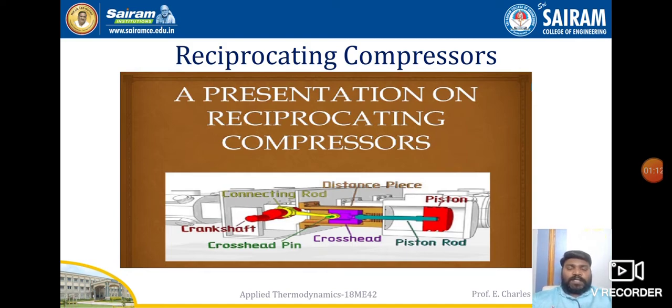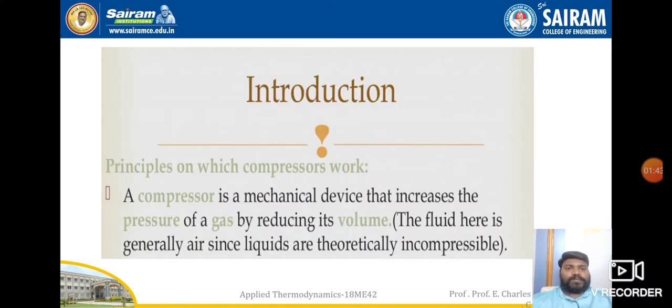The dictionary meaning of reciprocation is to and fro motion. There are other compressors like rotary compressors, which rotate in a circular motion. That's why they are called rotary compressors. Whereas in the case of reciprocating compressors, the compressor moves in a to and fro motion, like backward and forward direction. That is why it is called a reciprocating compressor.